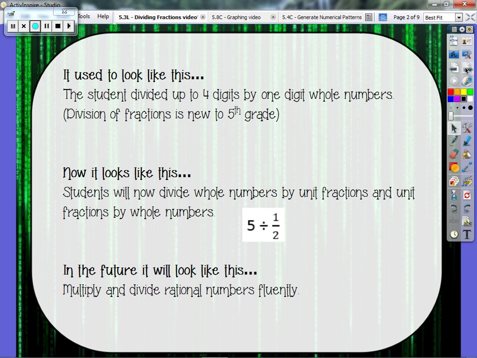For example, we'll have a whole number of 5, and we're going to be dividing that by the fraction 1/2. In the future, it will look like this. We'll multiply and divide rational numbers fluently.